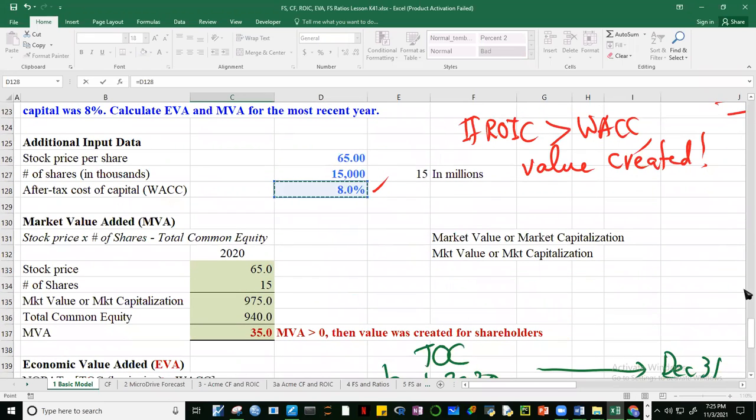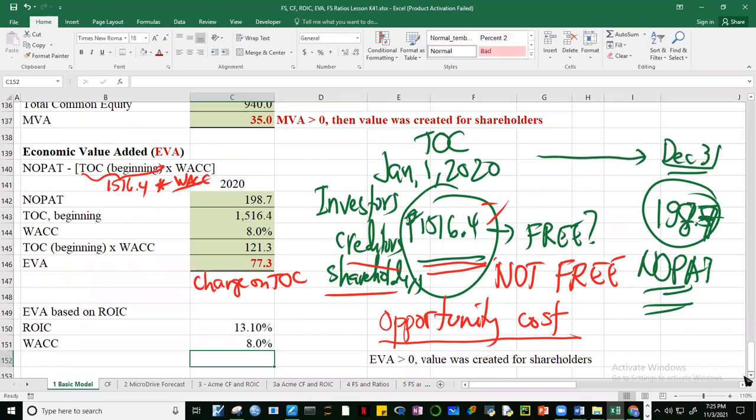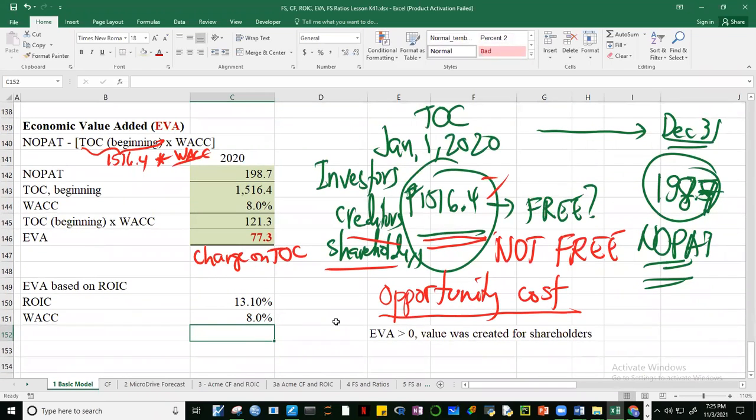WACC was 8%, no? Okay, so I'll give you guys 2 minutes. Can you come up with a computation for EVA based on ROIC and WACC? So we need, guys, to have this. We need to have a result of EVA. It should also be equal to 77.2.